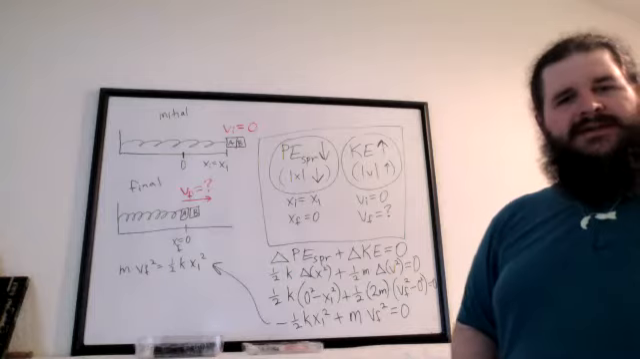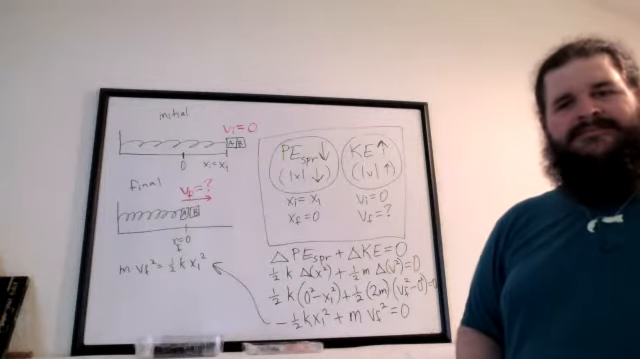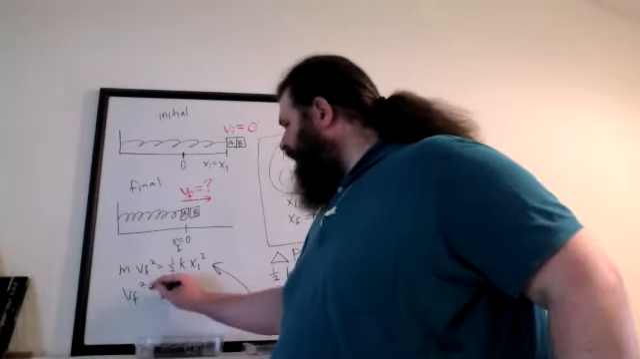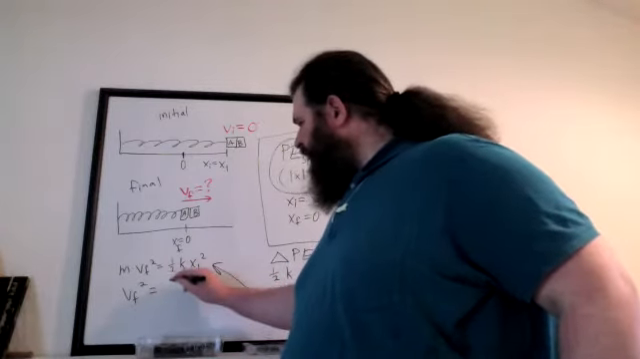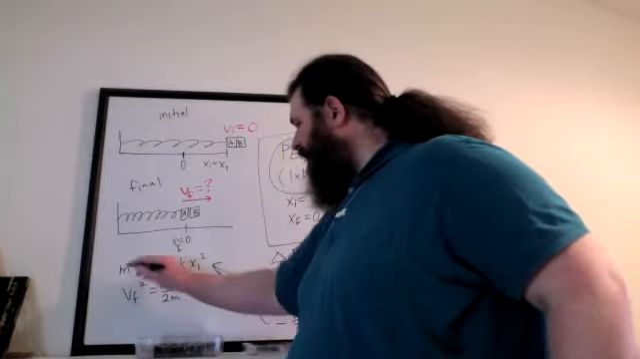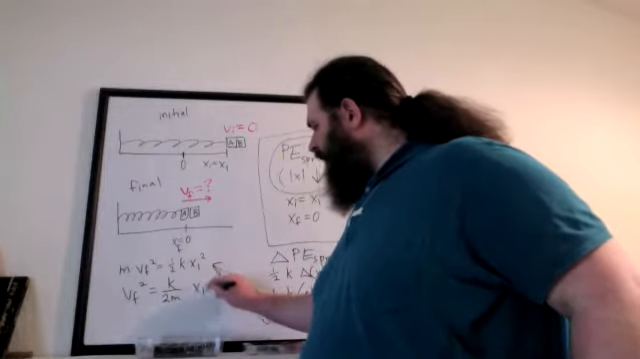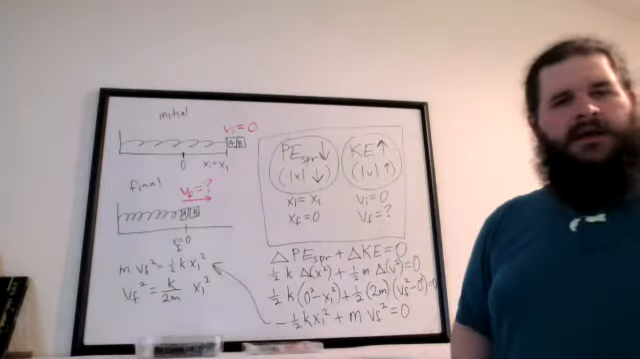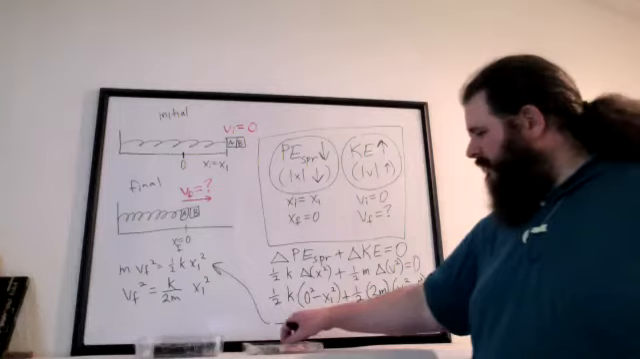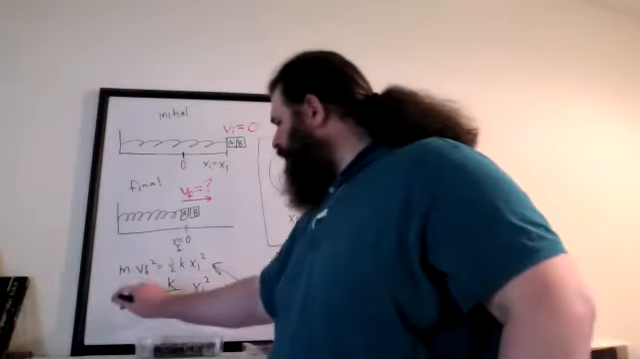And then what else do we need to do? Divide by m. So v final squared equals 1/2 k becomes k over 2, and then we get an m in the denominator since we're dividing by m, times x1 squared. And as one last step, let's take the square root. Yeah, take the square root of both sides.